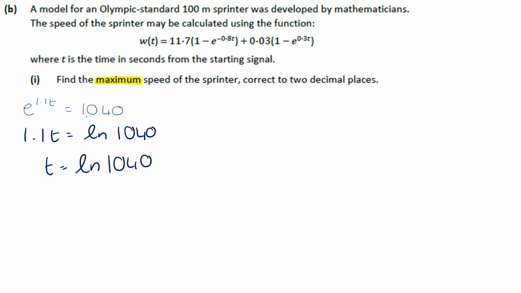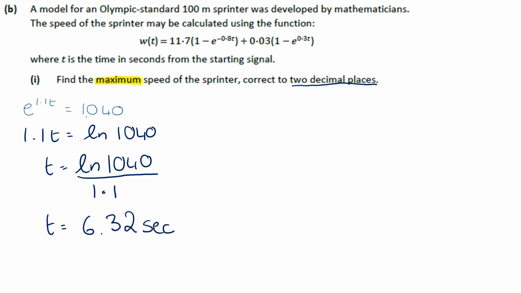So what I'm going to do is simply divide this by 1.1. It can be easier to put the division into your calculator as a division sign. And we want this correct to 2 decimal places. So when I do that, I get 6.32 seconds.